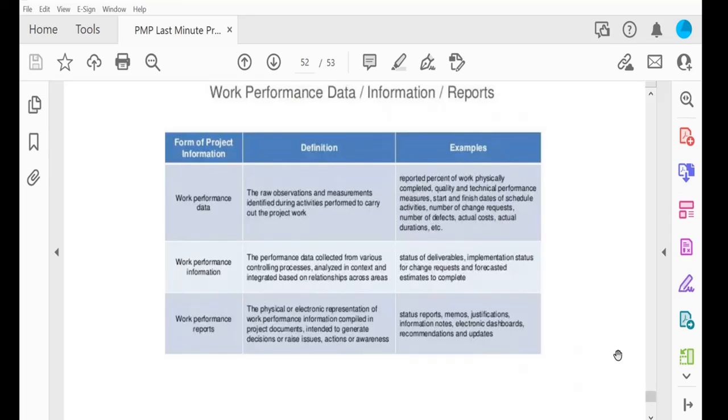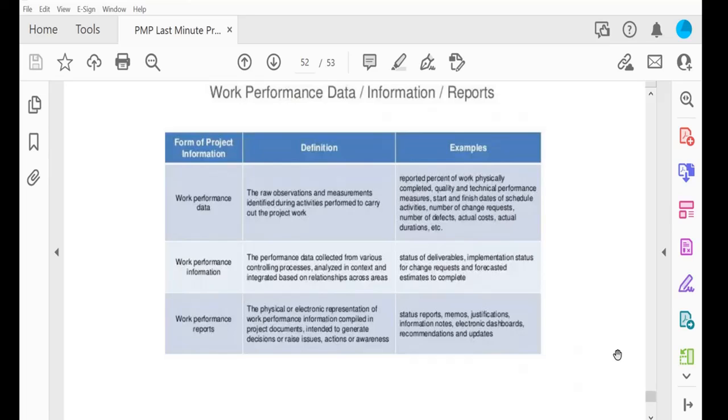There are three things. Data means when the workers work in the execution phase, they generate raw data, raw observation data. For example, there are five change requests, or there are three quality issues, or workers worked 60 hours or less. So this is the raw data, and each day they generate raw data. But if the project is 1 year, then there will be lots of data per day, right?